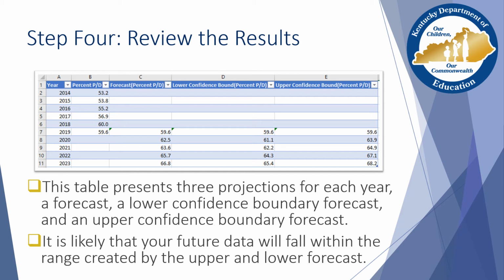We can see that in column C, Excel has displayed the exact forecast predictions, followed by predictions set by a lower confidence boundary and an upper confidence boundary. It is likely that the actual score will fall somewhere within these two boundary limits. For example, based on this output, we would expect the percentage of middle school students scoring proficient or distinguished on the state reading assessment in 2020 to be between 61.1% and 63.9%. It is most likely to be around 62.5%.